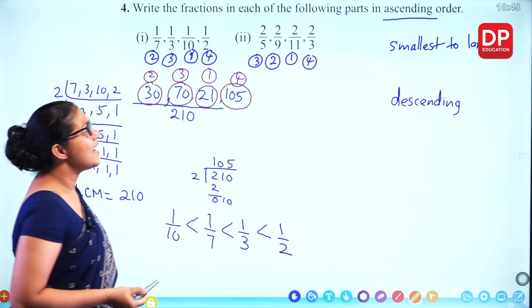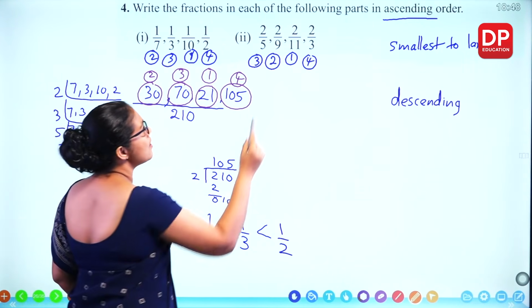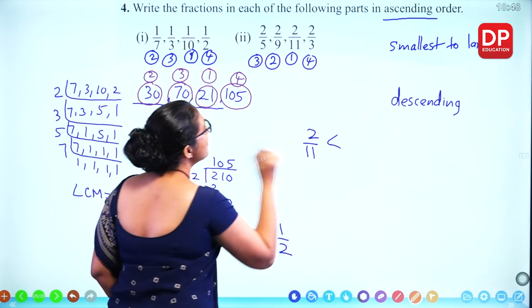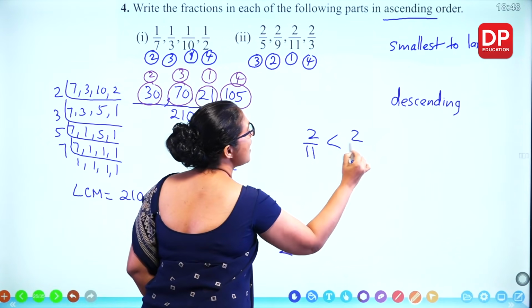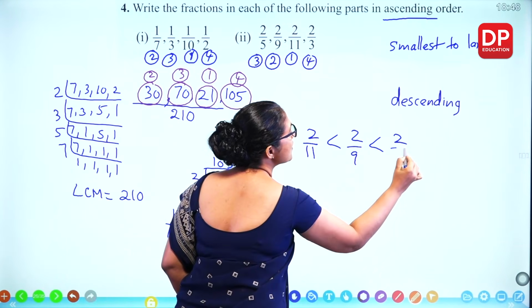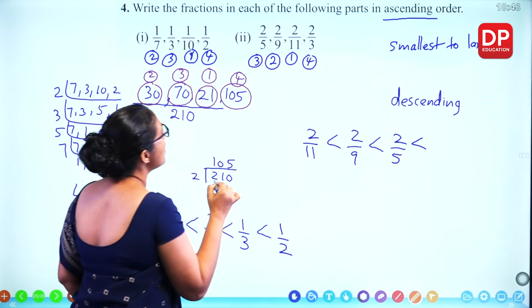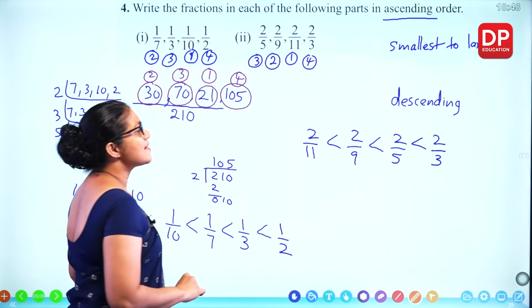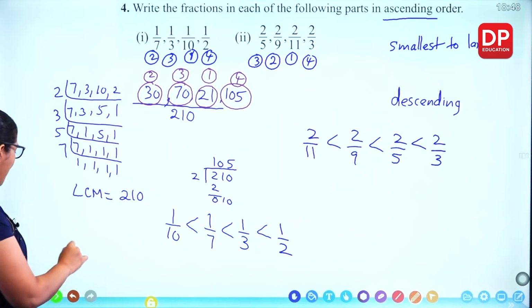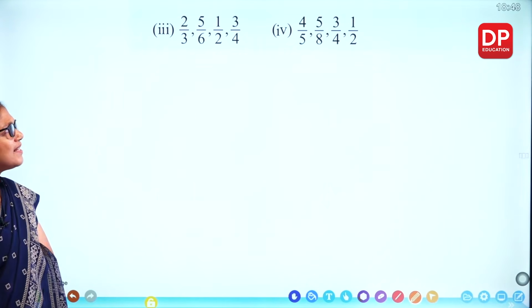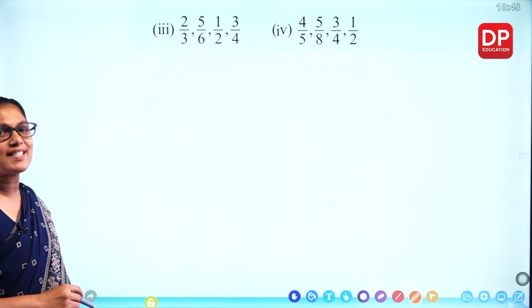So straight away you can write down 2 over 11 is the first one. What's the second one? 2 over 9. And the third one is 2 over 5. And the last one is 2 over 3. So this is in ascending order. Now we'll take the next one. Now in this case, the numerators are different.